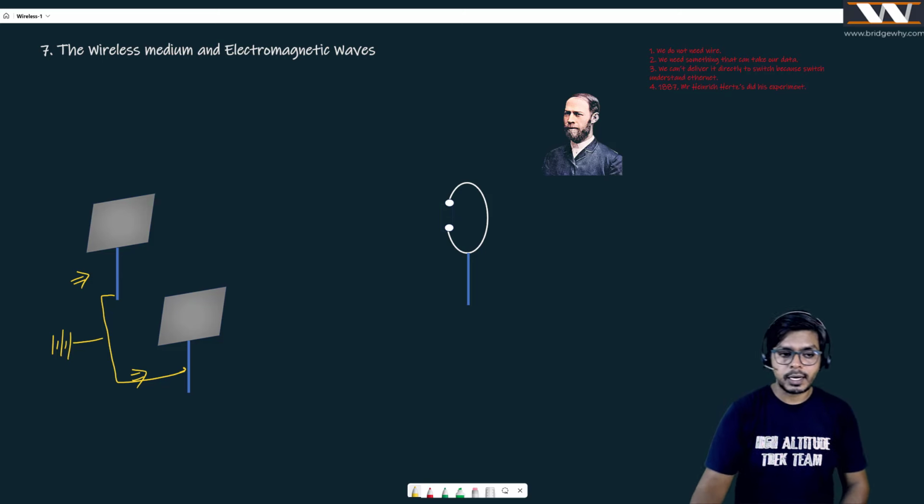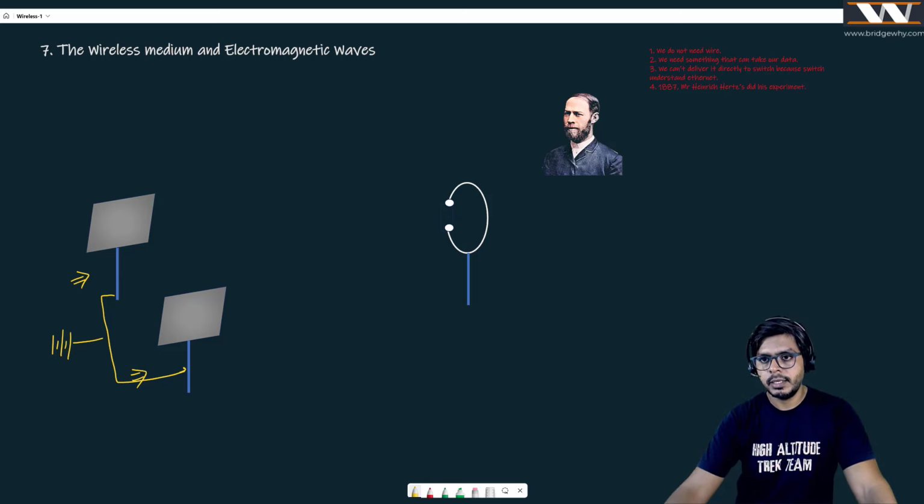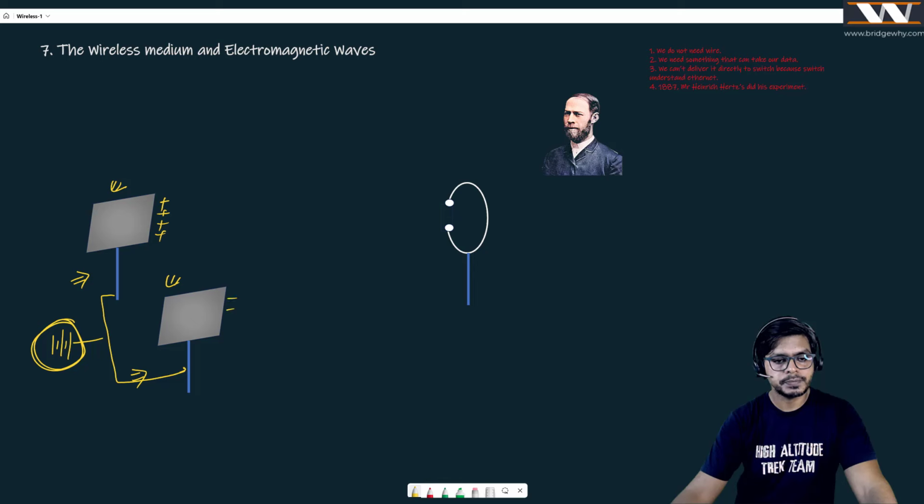So what Mr. Hertz was doing in 1887, right? This guy has taken these two metallic plates and is connecting them over a wire, and he's providing the battery here, or maybe the voltage here. What is going to happen? Here, the positive charge is going to accumulate. Here, the negative charge will be there, right?